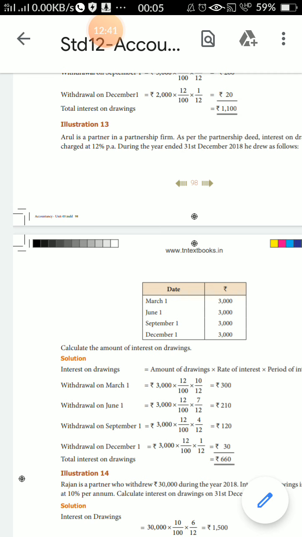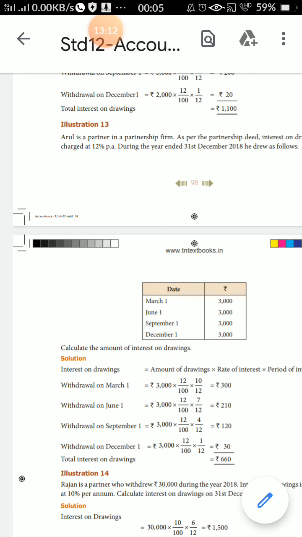Next one, December 1st only. 3,012 by 12, what does it mean? 12%. 12 by 100 into 1 by 12. Answer is 60 rupees. Listen students, write each entry order-wise only. Afterwards finally you enter the total. Total means total interest on drawings.